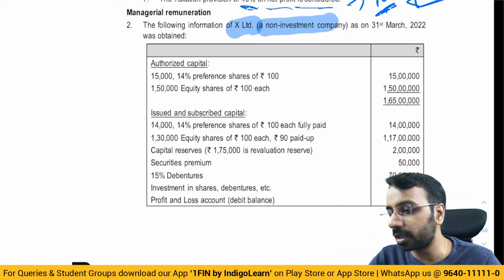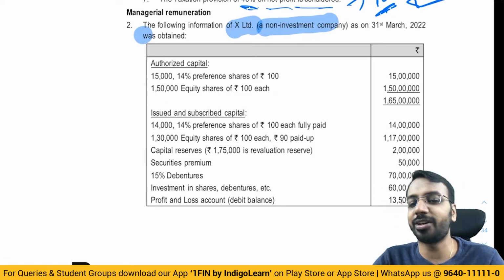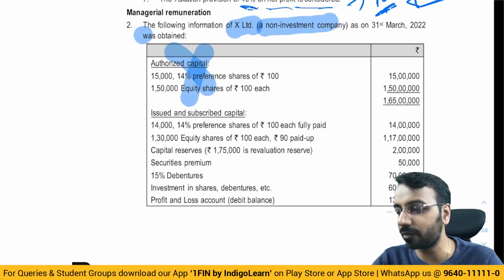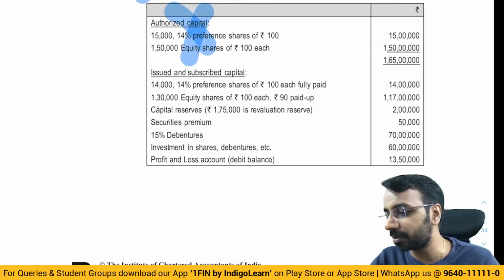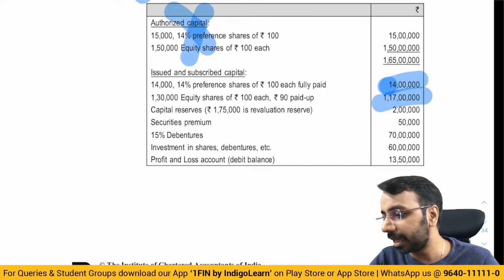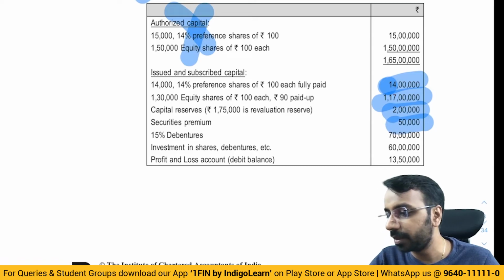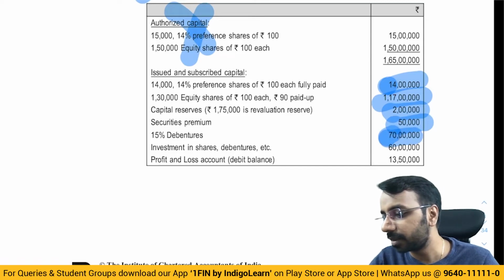As on 31st of March 22 was obtained, authorized capital is given. Is authorized capital important? Not at all important for calculation of managerial remuneration. So, don't waste time reading that. Then issued and subscribed capital, you have preference shares 14 lakhs, 1 crore 17 lakhs of equity, then capital reserves, securities premium, 15% debentures, investment, and P&L debit balance.